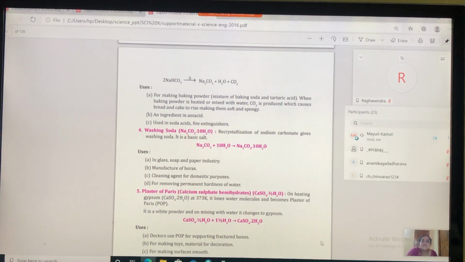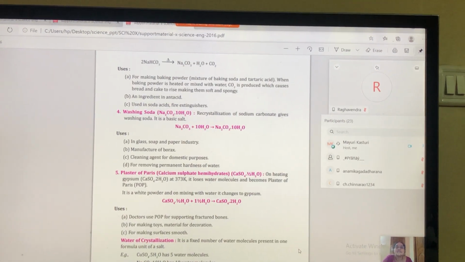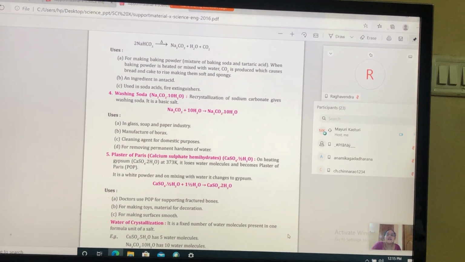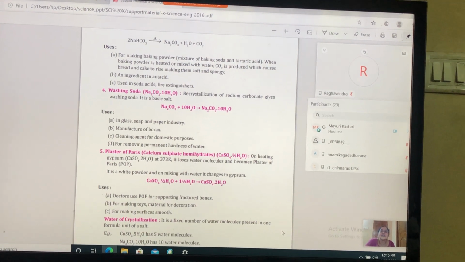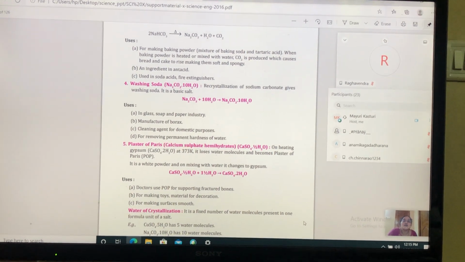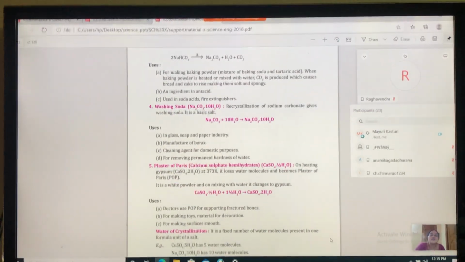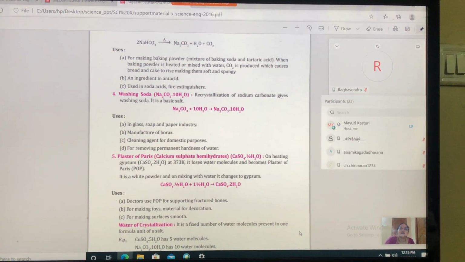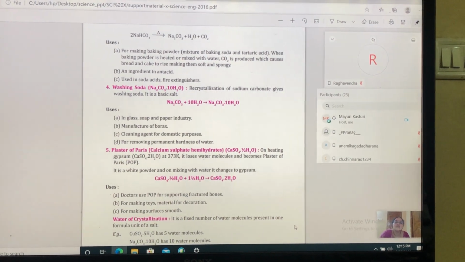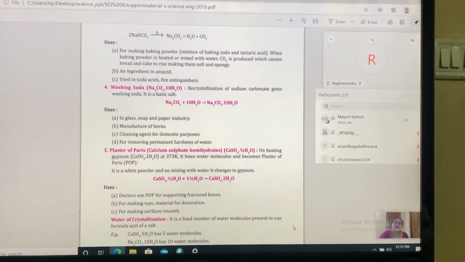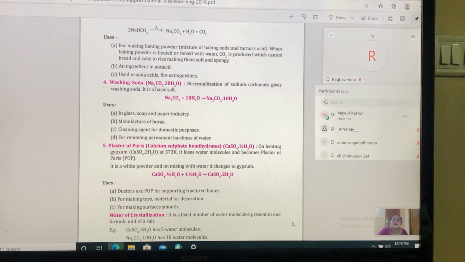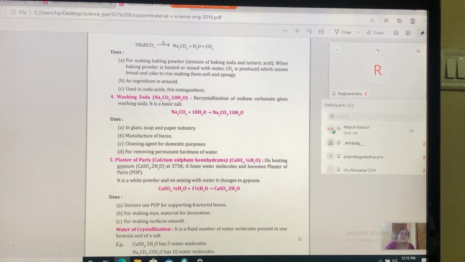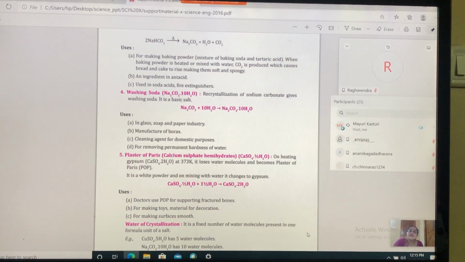Now come to the next one, washing soda. The fourth one is washing soda, Na2CO3.10H2O. How many molecules of water are there? 10 molecules of water. Recrystallization of sodium carbonate gives washing soda. It is a basic salt. Na2CO3 when recrystallized with 10H2O gives sodium carbonate decahydrate, that is washing soda.